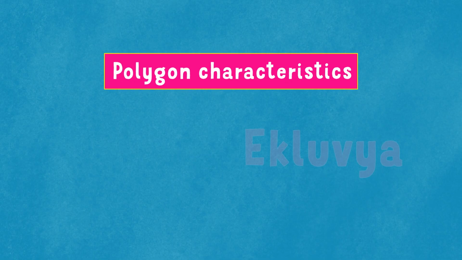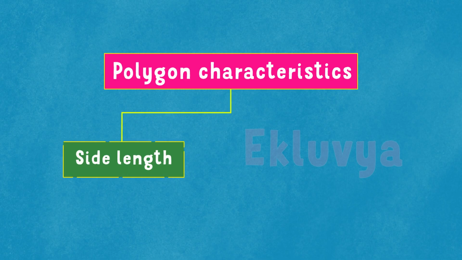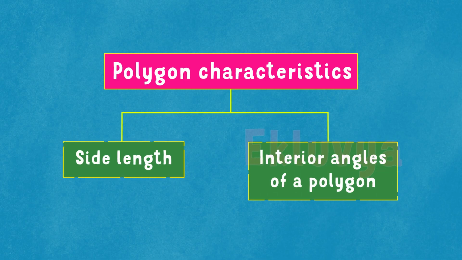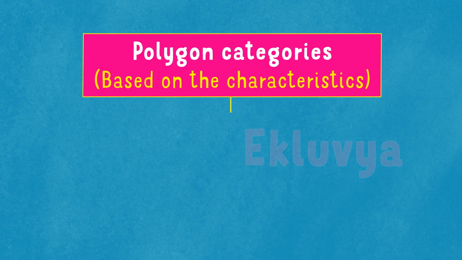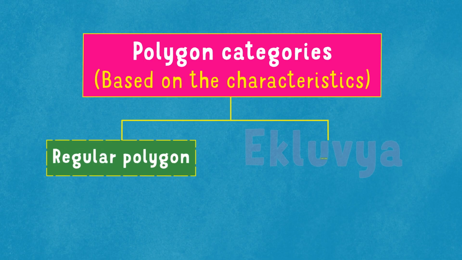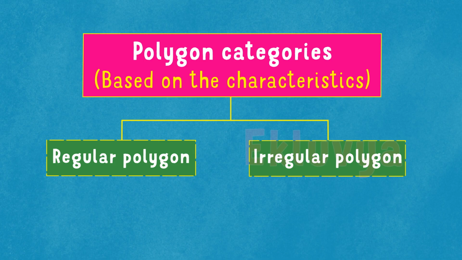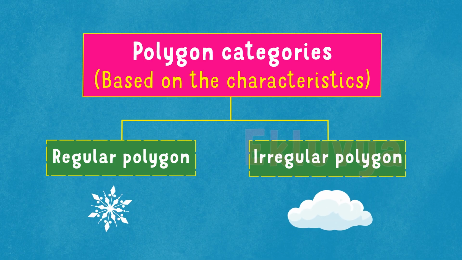Kids, understand that in the geometric world, polygons mirror the diverse beauty found in nature. Polygons are divided into two categories based on their characteristics. And these characteristics are their side lengths and their interior angles. Based on these characteristics, we divide our polygons into two categories: regular polygons and irregular polygons. Just like our snowflakes and clouds, respectively.